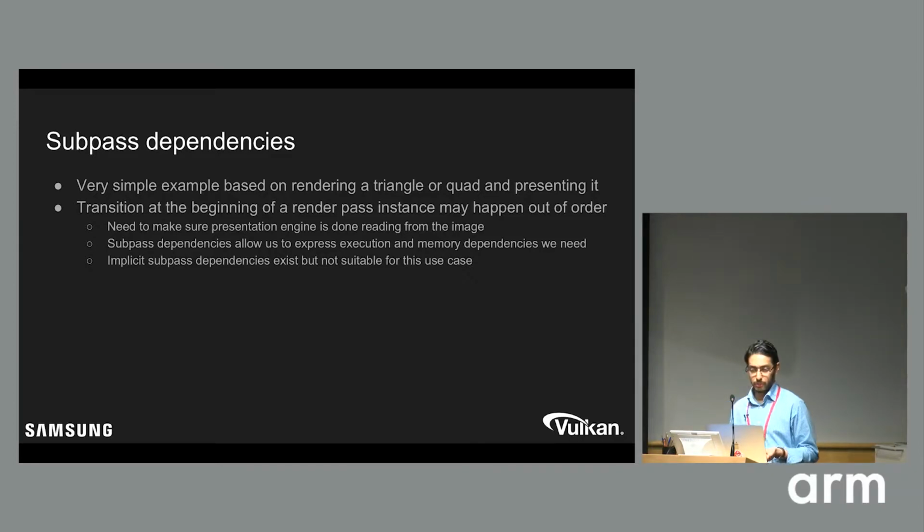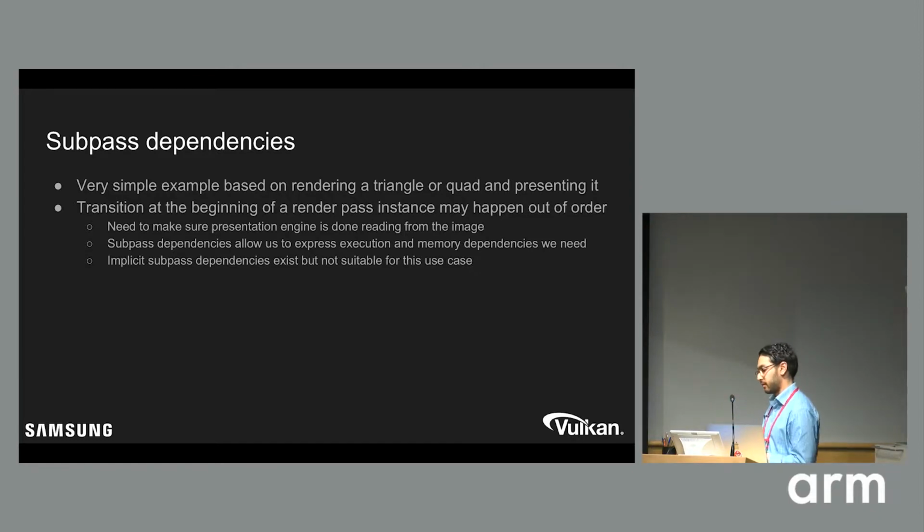So my example going through subpasses will be a very simple one, basically just based on rendering a triangle or rendering whatever, and then presenting that using the WSI extensions. So there won't be any code samples, but it's just so that you have a general idea of what I'm trying to explain there.